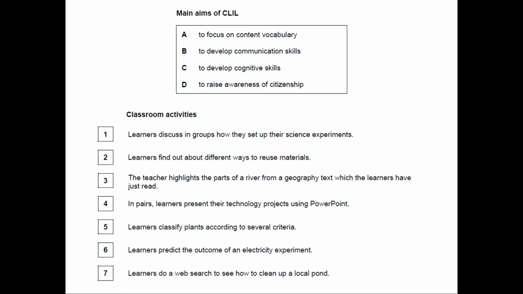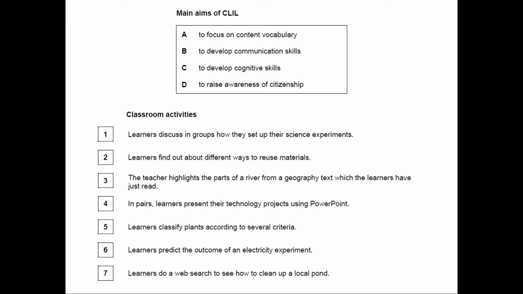Number 1, learners discuss in groups how they set up their science experiments. This is about communication skills. Learners find out about different ways to reuse materials. This is awareness of citizenship. The teacher highlights the parts of a river from a geography text which the learners have just read. This is a content vocabulary because they're talking about the parts of a river.